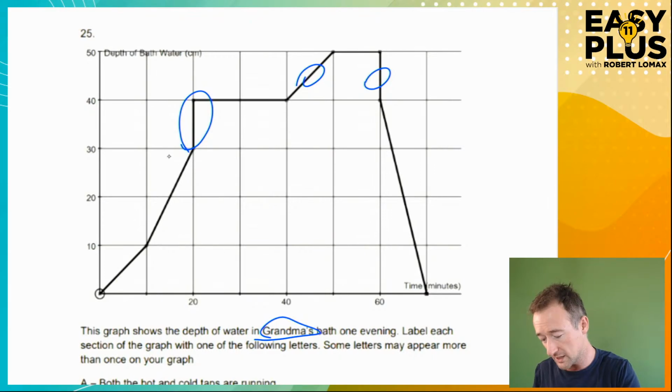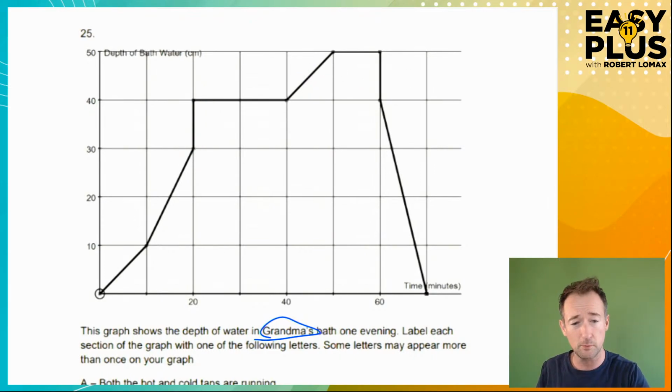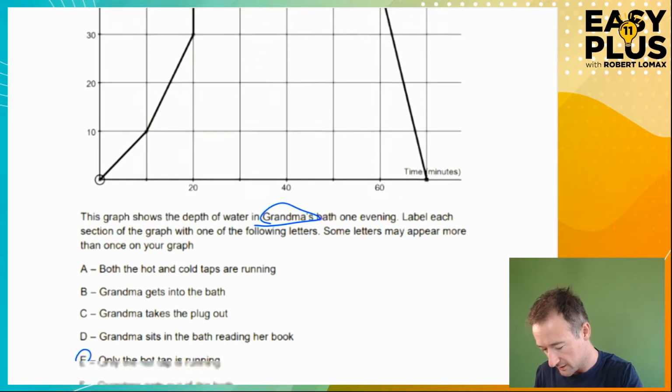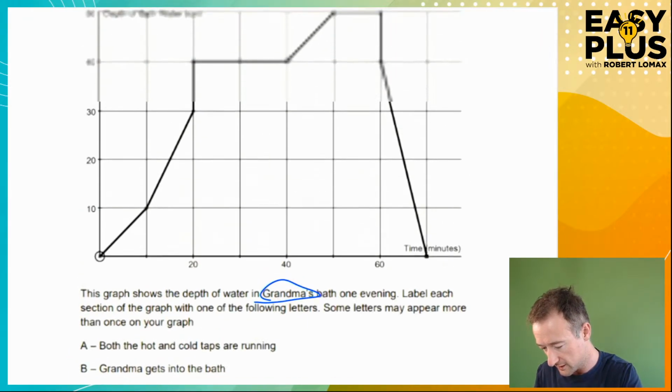Now that's a really useful thought process. We're going to have to label these stages, and by thinking through it, we can now just tag the labels on where they want to go. Both the hot and the cold taps are running: A. Well, is there an option for not both taps running? Yes, it's E. So this first bit, only the hot tap is running, is going to be E.